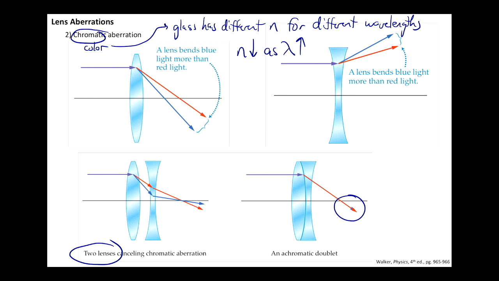Yeah, that's just the name of putting two lenses together in that form to correct chromatic aberration. Okay?